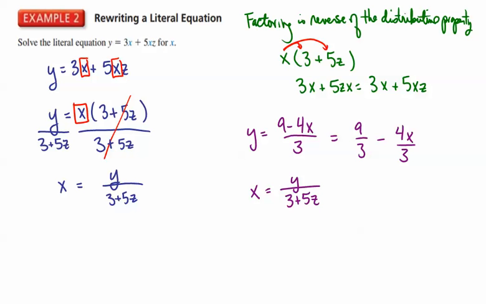Now notice that in the denominator of this second example you have 3 plus 5z. That cannot be split up, unlike the 3 in the example before. So when you see multiple things in the denominator, multiple terms connected by addition or subtraction, remember that you cannot split those up. It doesn't equal y over 3 plus y over 5z. It does not equal that.